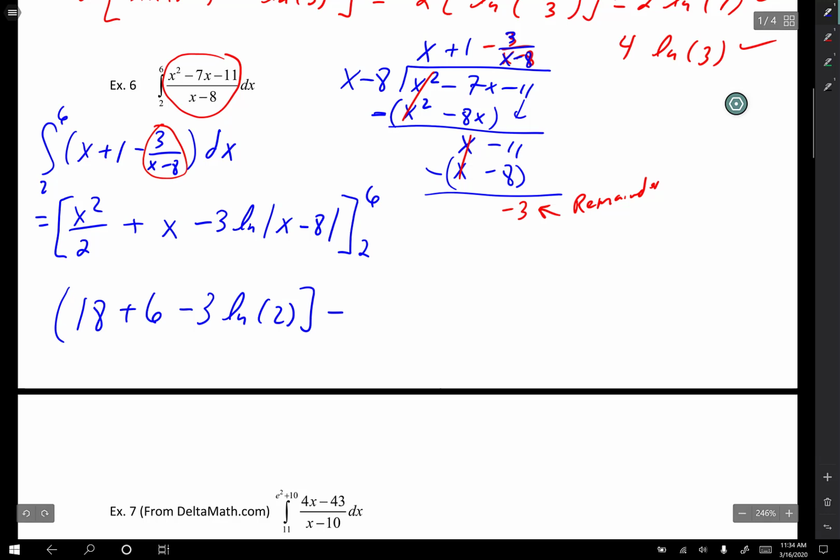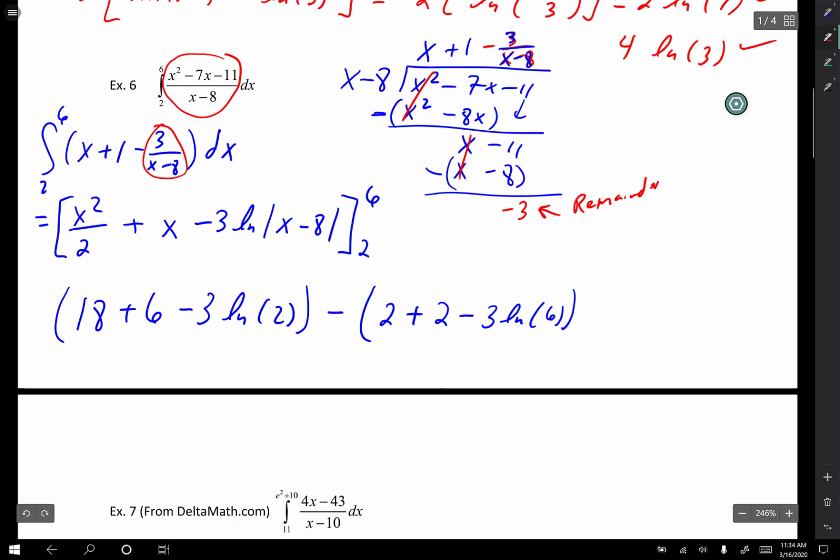Minus, now I'm doing the lower limit. 2 squared is 4, 4 divided by 2 is 2, plus 2, and then 2 minus 8 is negative 6, but it's absolute value, so I'm going to write minus 3 ln of 6. Okay, I'm going to distribute. Well, I'm going to combine like terms, really.